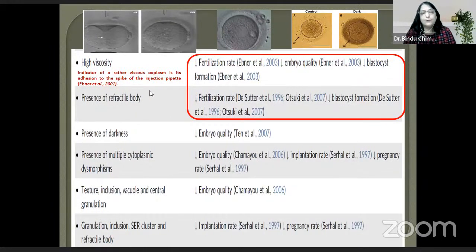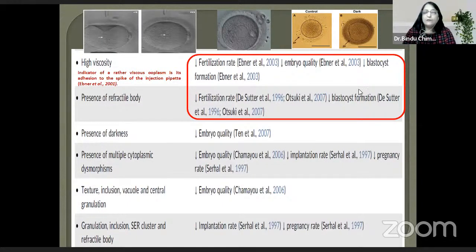Again, that is not a good prognostic factor for fertilization and blastocyst formation, just as we say the sperm sample is watery. So similarly in an oocyte where you just inject, enter in and come out without any resistance from the ooplasm, there is no elasticity, there is no cone formation, that is not a good prognostic factor for blastocyst formation. Presence of refractile bodies is likewise associated with lower fertilization rate and lower blastocyst formation rate.